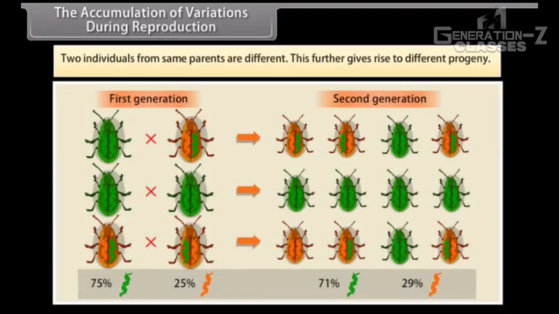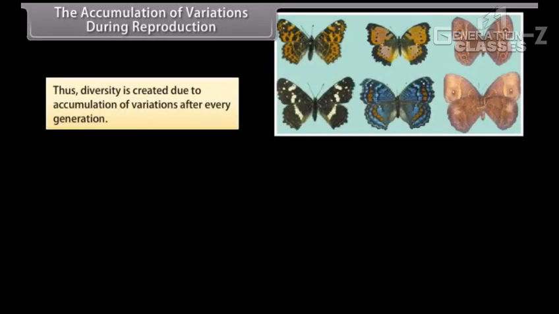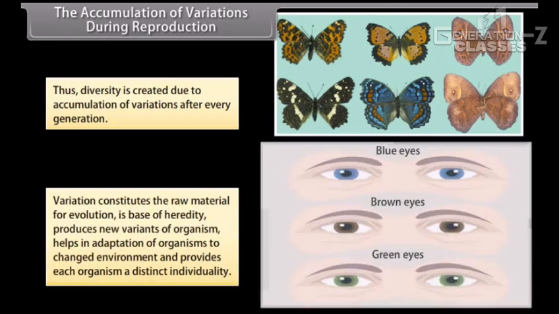Two individuals from same parents are different. This further gives rise to different progeny. Thus, diversity is created due to accumulation of variations after every generation. Variation constitutes the raw material for evolution, is base of heredity, produces new variants of organism, helps in adaptation of organisms to changed environment, and provides each organism a distinct individuality.